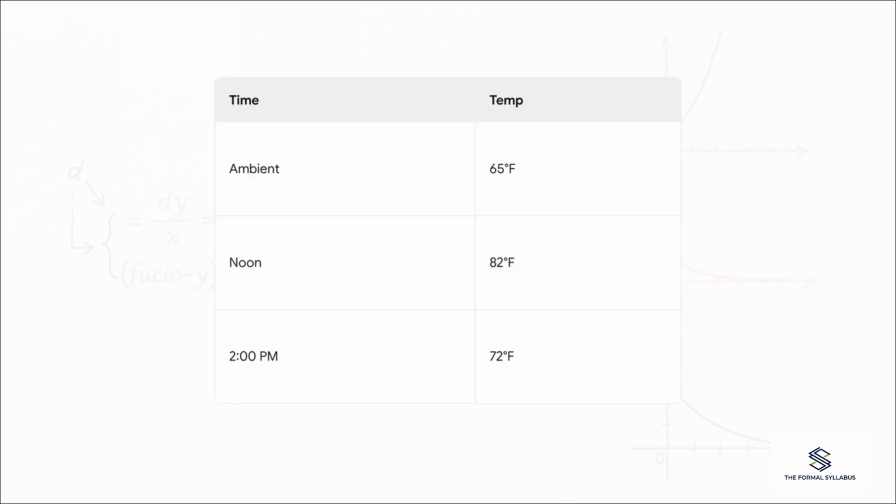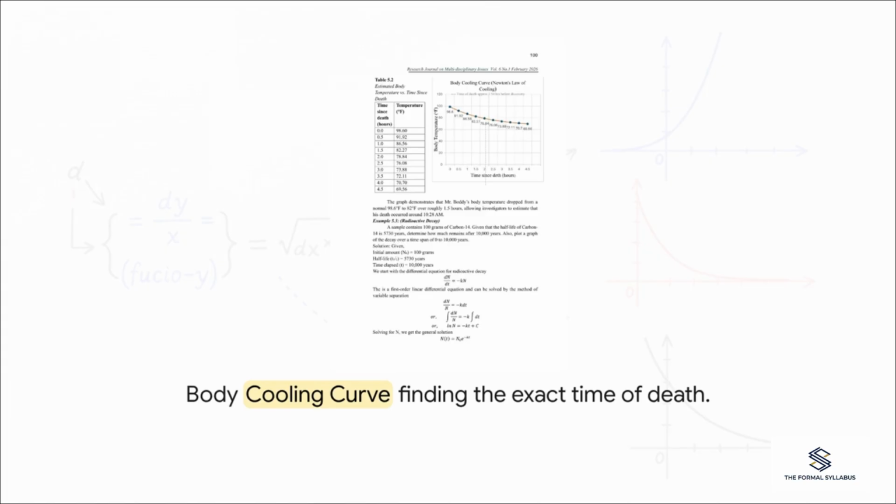So the investigators log some incredibly precise data for us. Discovery time is exactly noon, and the body temperature is 82 degrees. 2 hours later, it's dropped to 72 degrees. And the room's thermostat, it's locked steady at 65. By using our separated variables, we use this specific data to isolate the totally unique cooling constant, our K-value, for this exact crime scene. Once that formula is built, we just run the clock in reverse up the cooling curve.